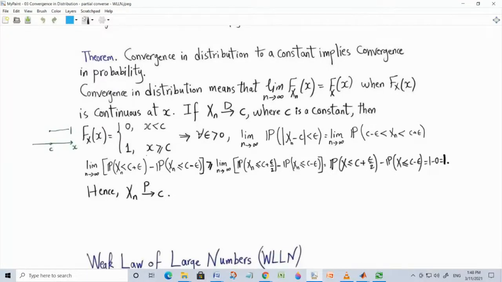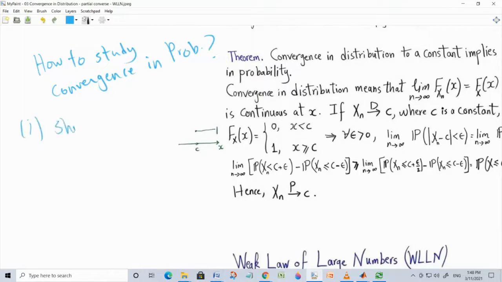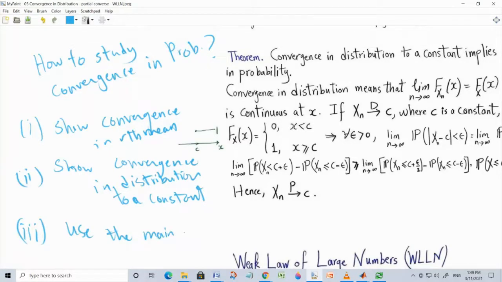This is a very useful result, because it allows you to study convergence in probability. If you gather what we have been saying, how to study convergence in probability? If you follow this lecture, you'll find that there are several options. One, show convergence in Rth mean, and this automatically implies convergence in probability. Or show convergence in distribution to a constant. Or use the main definition of convergence in probability.